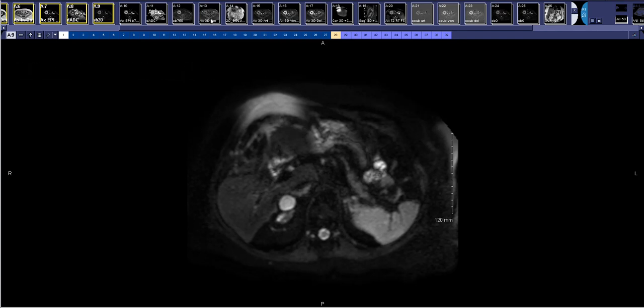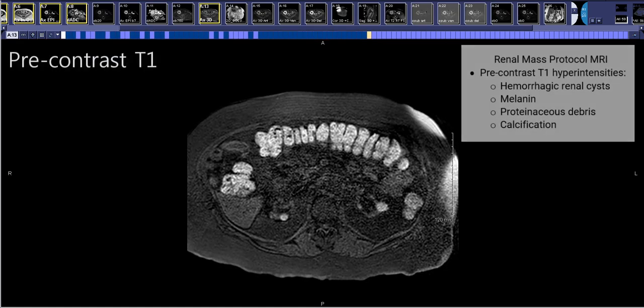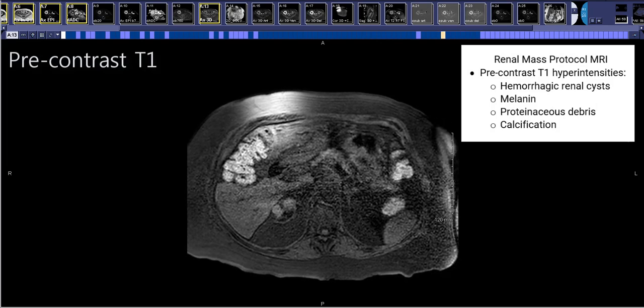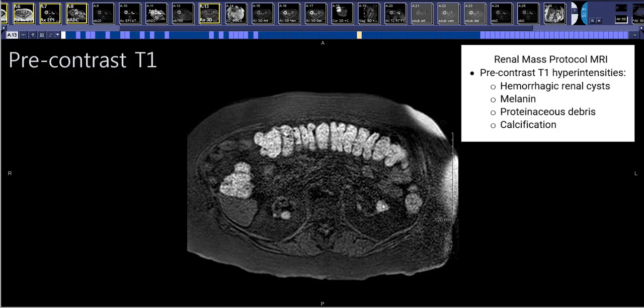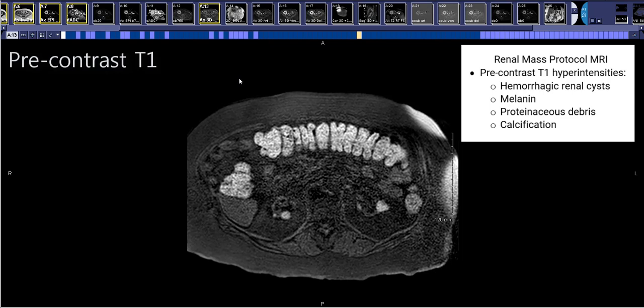So after the diffusion weighted sequences, we go to the pre-contrast T1 weighted images. Again, this really is useful because anything that shows up bright on this sequence, such as these hemorrhagic renal cysts, which you can see here on the left and here on the right, is inherently T1 hyperintense, and that has a very limited differential. It could be hemorrhage, as in this case, could be melanin if the person has metastatic melanoma, could be proteinaceous debris, certain stages of calcification or flow. And of course, gadolinium causes high signal on T1 weighted images, so after we do our post-contrast images, it could be enhancement within a tumor.